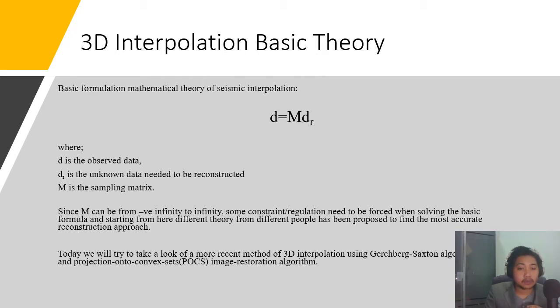And today we will discuss specifically a more recent method, which is using the Gerchberg-Saxton algorithm and projection onto convex sets, or more commonly known as POCS, image restoration algorithm. So this method is one of many methods to restore the missing traces in seismic datasets. The Gerchberg-Saxton method uses 2D Fourier transform to interpolate missing samples in photographic images.